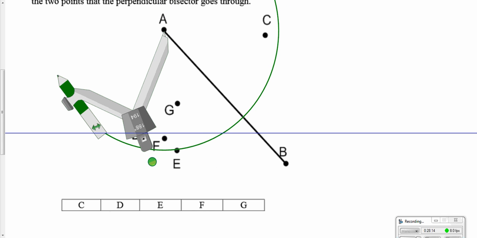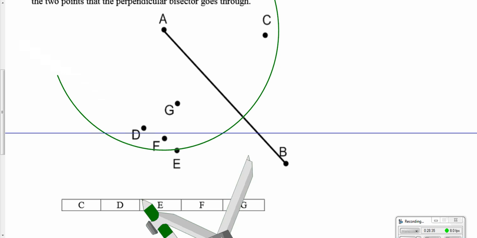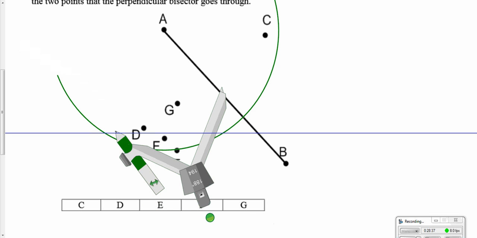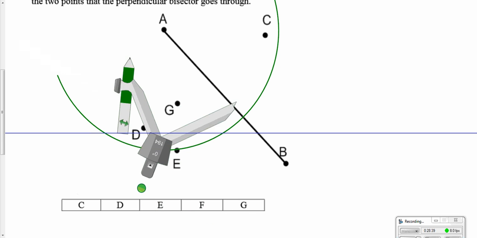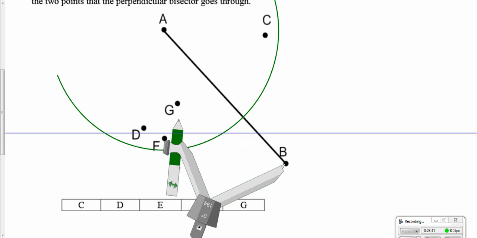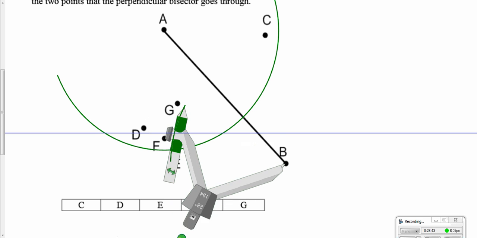Now, as you notice here, my arc that I drew, yours might not have, my arc went through point E. That does not mean I can stop right here and circle point E. Just because my arc goes through a point does not mean my perpendicular bisector is going to go through that point also. I have to finish my construction. So, draw my arc.